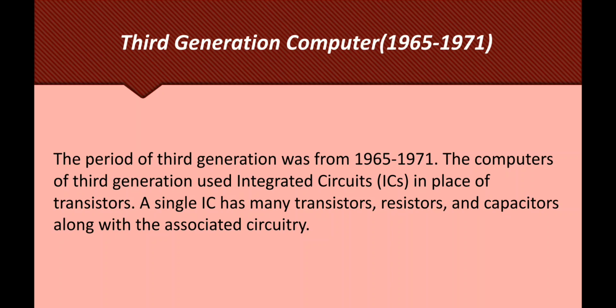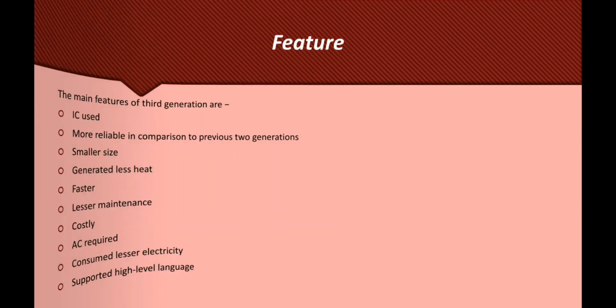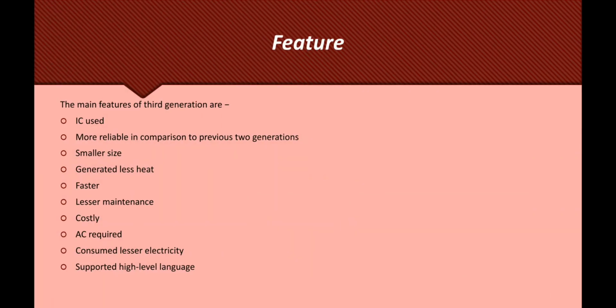Okay, so they used ICs because they are small in size. There are some characteristics of the third generation that we know: they used ICs and were more reliable than the previous two generations, and they are smaller in size because they used integrated circuits. They generated less heat, they're faster than the previous generation's computers, and they also needed less maintenance. They were costly, though, because it was the start of the computer system, so that's why it was costly.